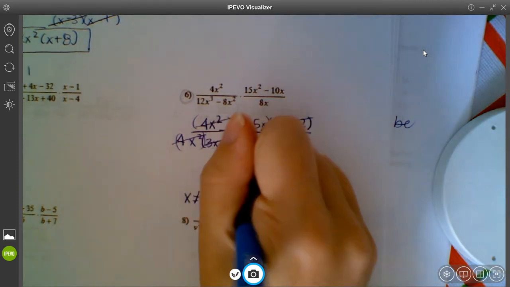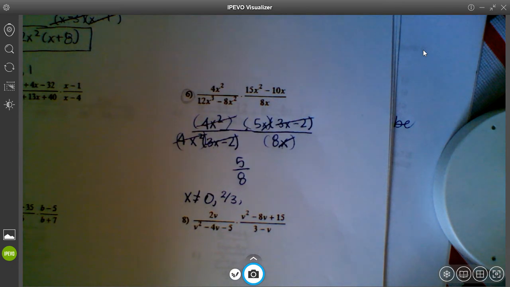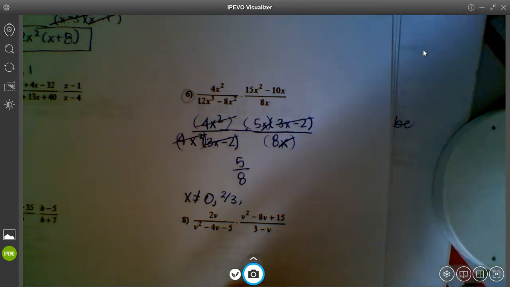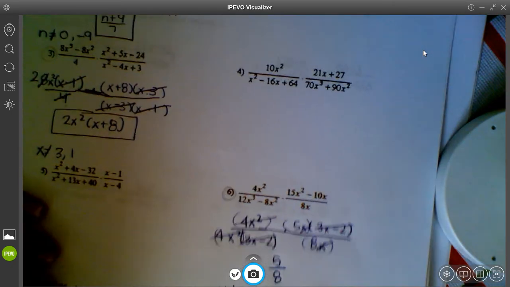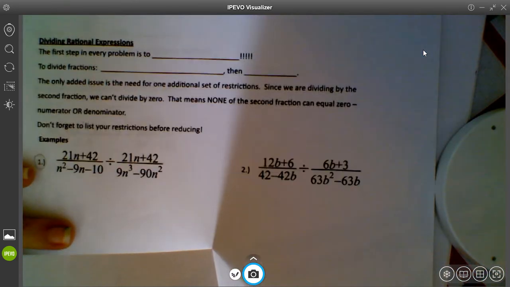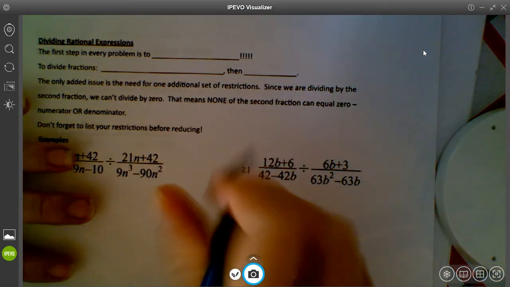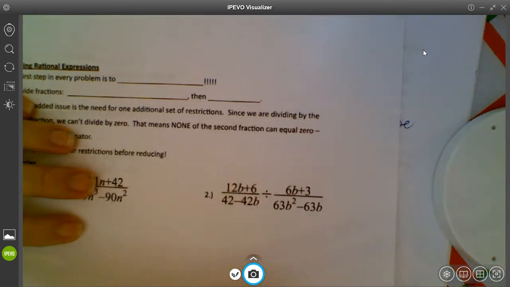And I'm left with 5 over 8, and that is the fully reduced version for number 6. We're going to change it up, and it's only going to be changed up a tad. We're going to work with dividing now. So before we start dividing, I do want to do some side fraction math.